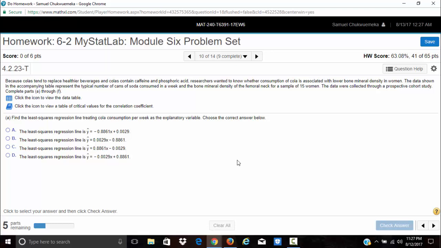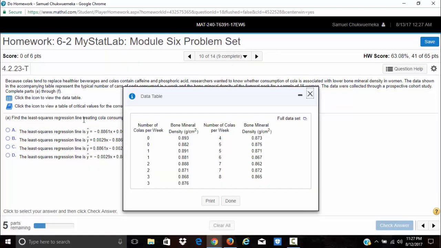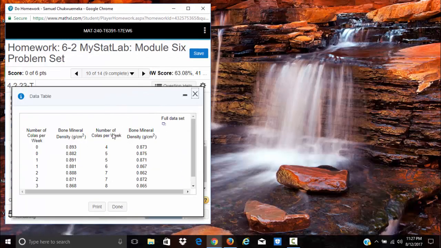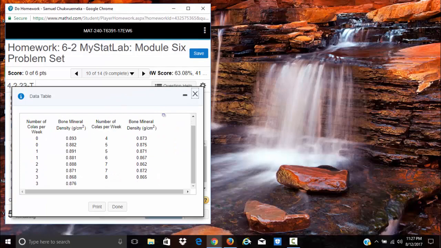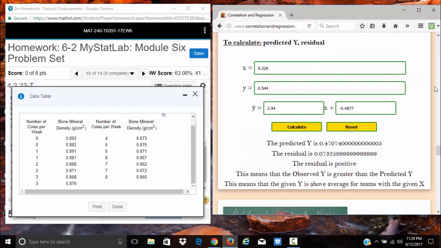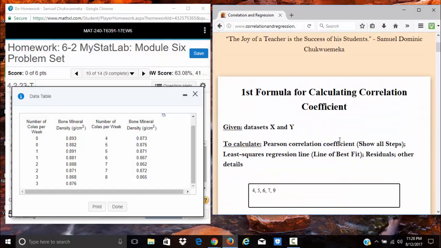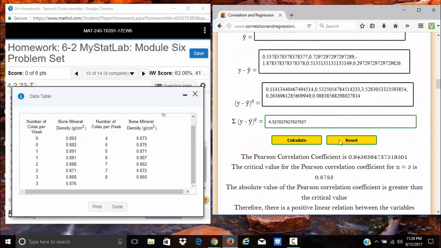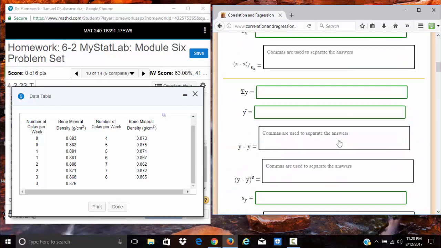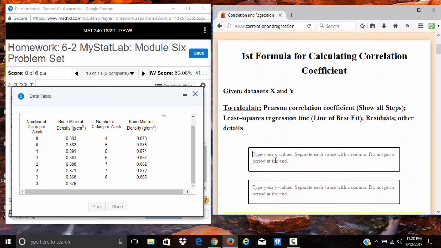Find the least squares regression line, treating cola consumption per week as the explanatory variable. So this is the table here, which I need. I'm going to pull up my calculator. We can use the first formula or second formula, it doesn't matter. But let me reset this.